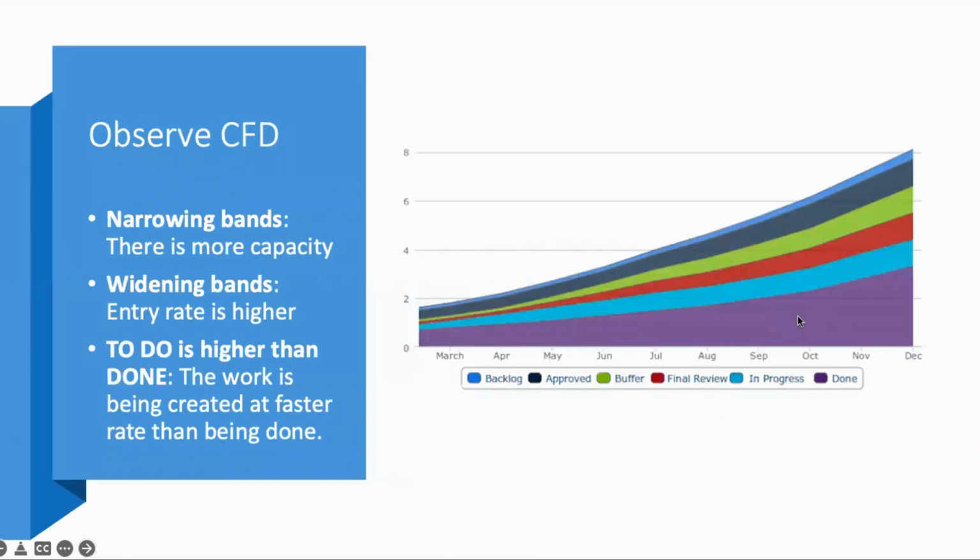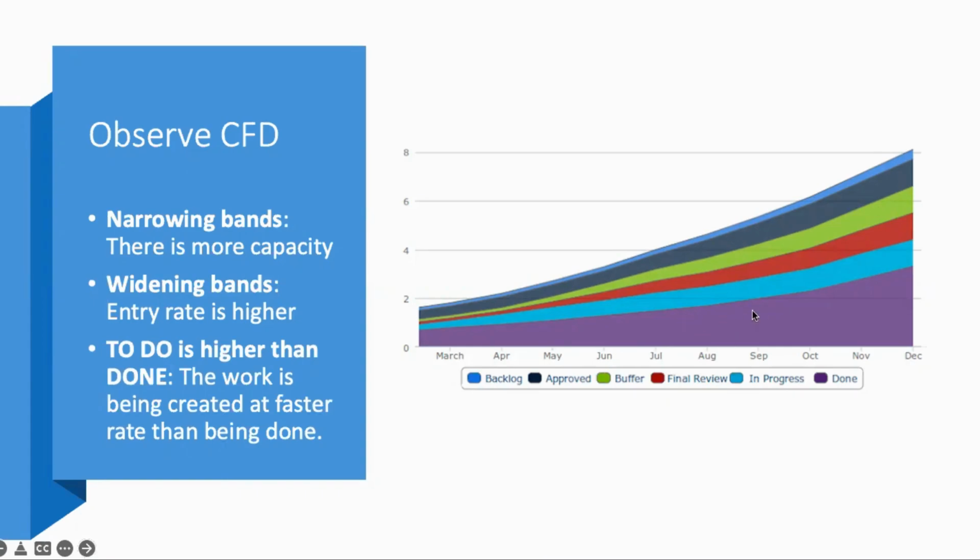It helps you to identify where your flow is blocked. So CFD is one of the metrics. CFD stands for Cumulative Flow Diagram. The various bands in the CFD are the various stages of the work.